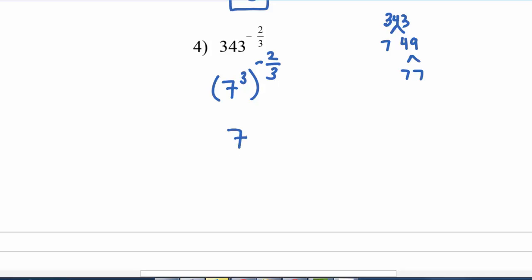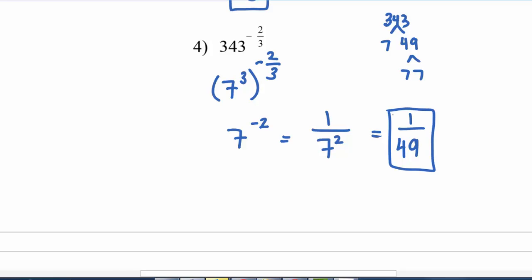So my base is 7, and then I have to do power to a power. So 3 times negative 2/3 is negative 2. We should know at this point that negative exponents are not allowed, so I'm going to move it to the bottom. So it becomes 7 squared, which is 1 over 49. I want to see all of those steps as we move forward. You do need to show all of your work.